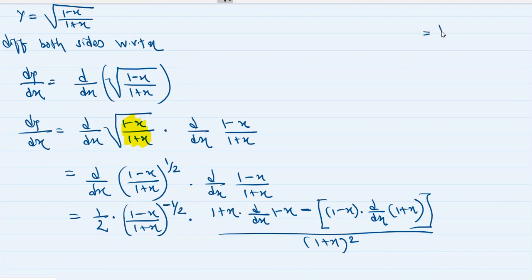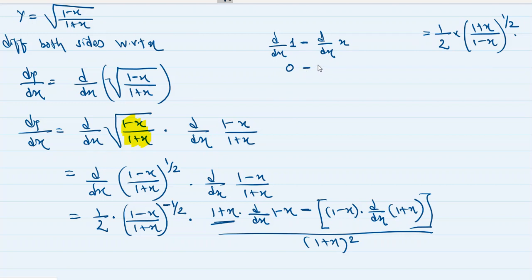So it is equal to half multiplied by 1 minus x upon 1 plus x the whole raised to minus 1 by 2. Can I write it as 1 plus x upon 1 minus x the whole raised to 1 by 2? Yes, definitely. Okay, what is this? 1 plus x into d by dx of 1 minus x. See, d by dx of 1 minus x will be d by dx of 1 minus d by dx of x. So d by dx of 1 will be 0, minus d by dx of x will be 1. So 0 minus 1 will be minus 1. Okay, so here I'm going to get minus 1.